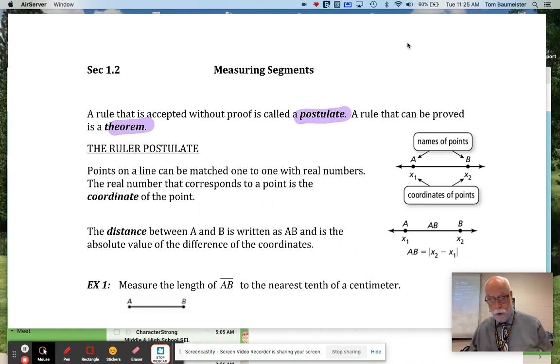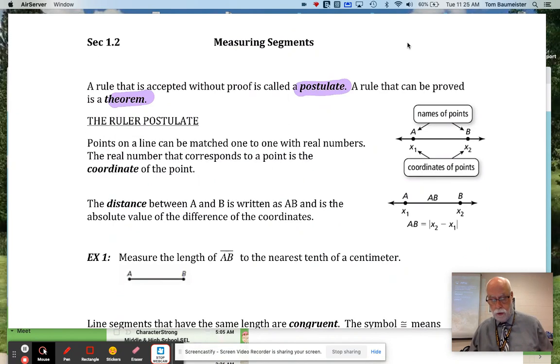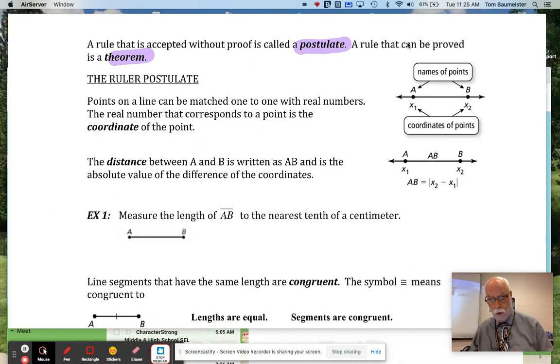So the distance between A and B is written as AB. Notice there, ladies and gentlemen, there's no arrow above it. There's no ray. There's no line segment. So when I have nothing above it, then we're just talking about the distance, all right? And the distance between A and B is the absolute value of the difference of the coordinates.